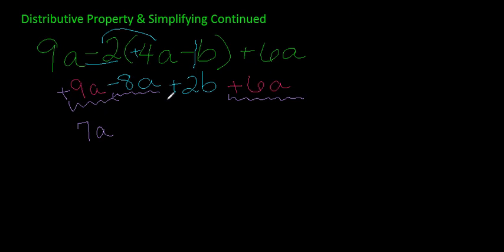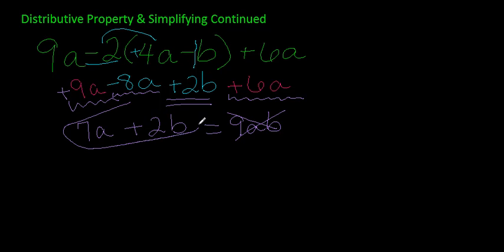And last, I can add on this 2b, but I cannot combine it with this because this would be like saying 7 apples plus 2 bananas would give me 9 apple bananas. This is something that a lot of people try to do. You cannot combine those. Those two do not go together because they're not like terms. So this is our final answer right here, 7a plus 2b.